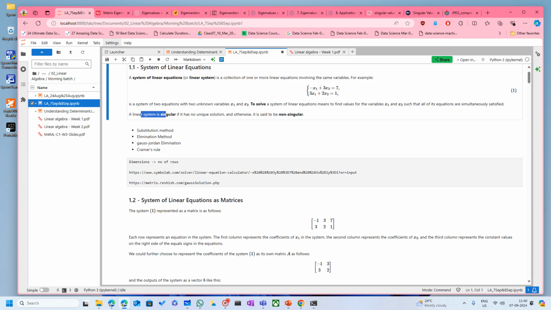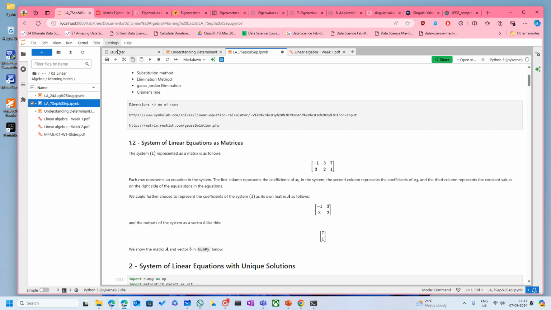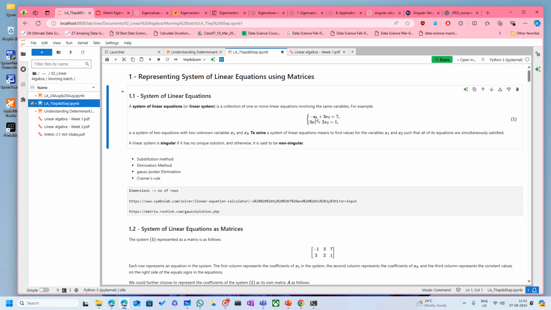Now a system of linear equations that has no unique solution, or has multiple solutions in other words, is said to be a non-singular linear system, and a singular linear system is where it has one unique solution. We will see how to do that. I'm going to take these same equations here.